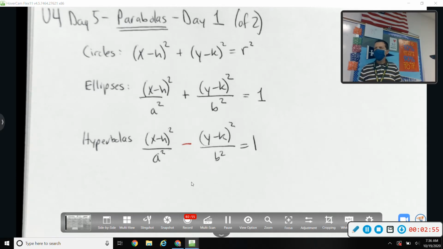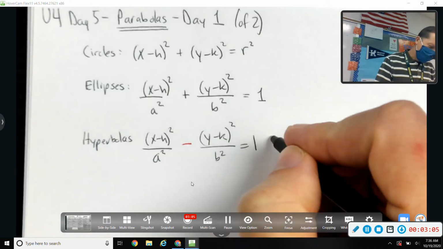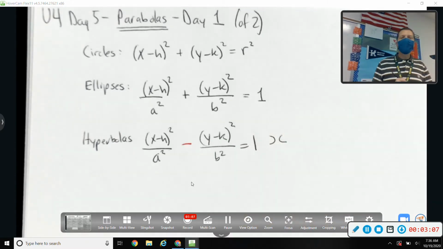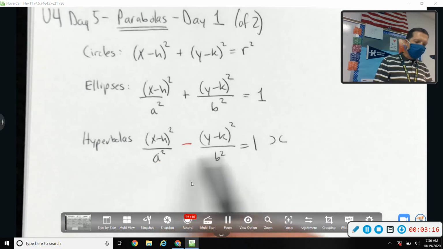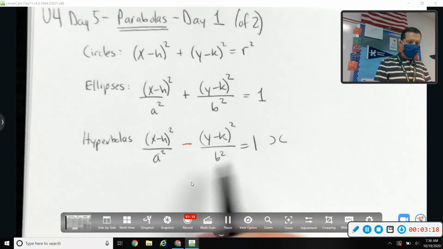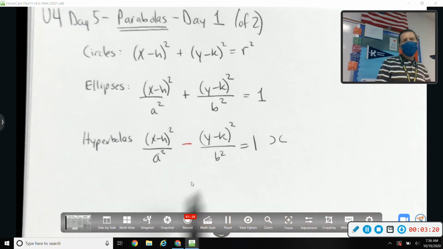Which way is that one going? Is that left and right or up and down? Yes, left and right. So that one looks like that. The term that comes first determines it. I'm not going to write the other one, but if we wrote the y term first, then it would be up and down.